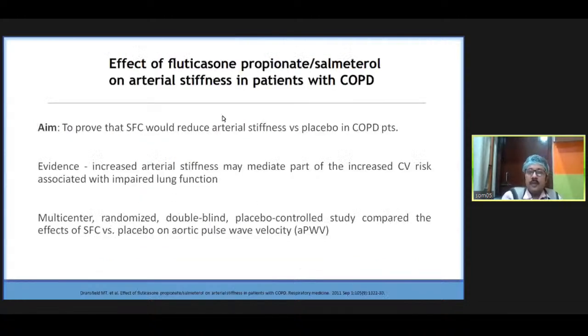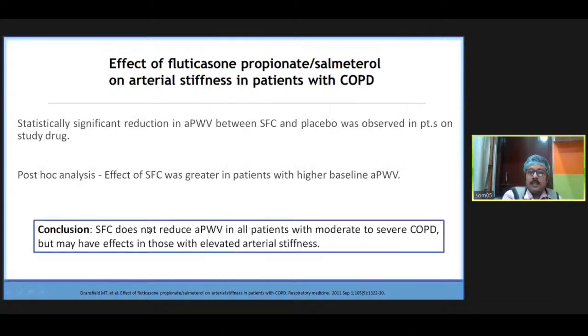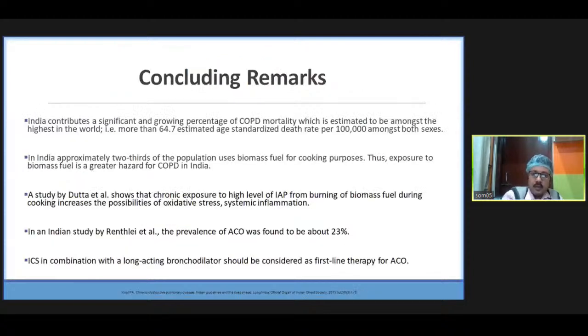So, effects of fluticasone propionate on arterial stiffness in patients with COPD. Here, a multicenter randomized double-blinded study compared the effects of this combination versus placebo on aortic pulse wave velocity. And the result was, SFC, this combination, doesn't reduce the aortic pulse wave velocity in all patients with moderate to severe COPD, but may have effects on those with elevated arterial stiffness, but usually does not reduce arterial stiffness in all patients. So basically, the concluding remark was, India contributes a significant and growing percentage of COPD mortality.